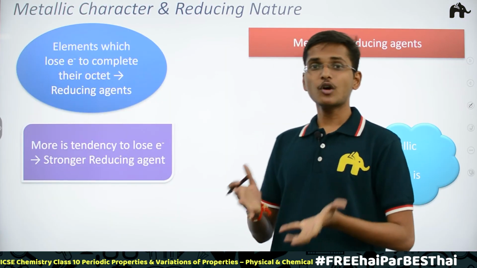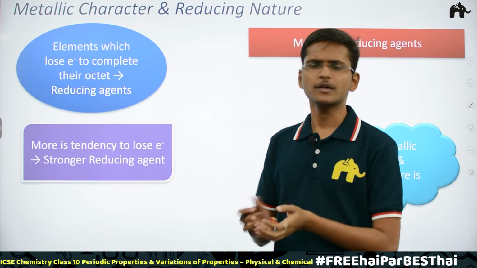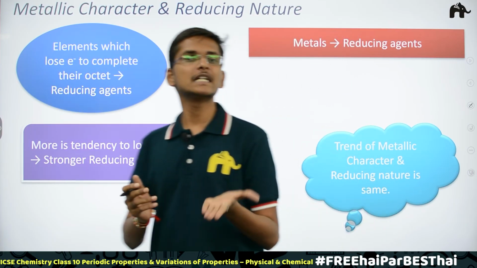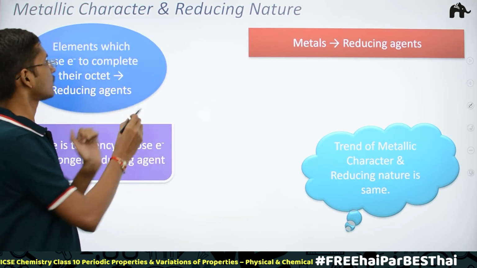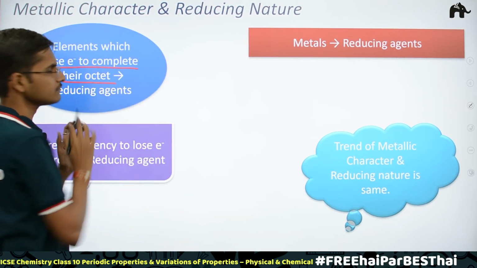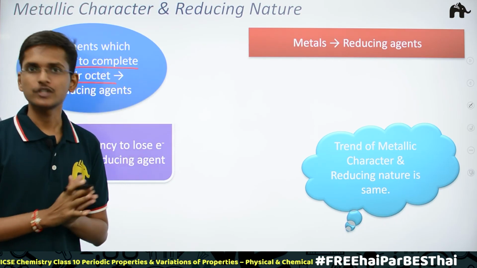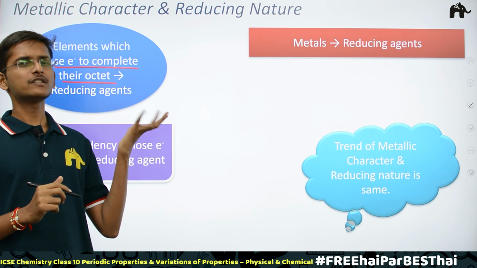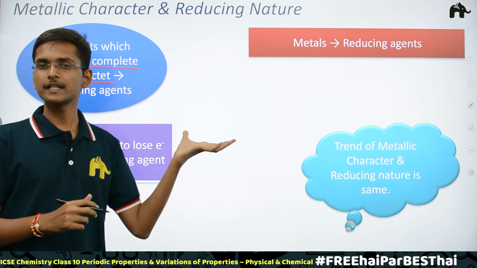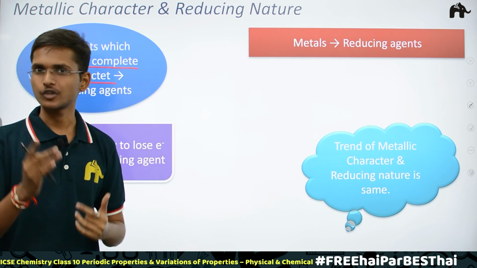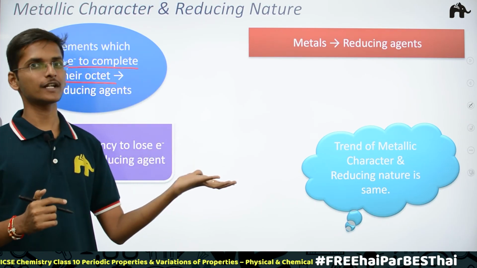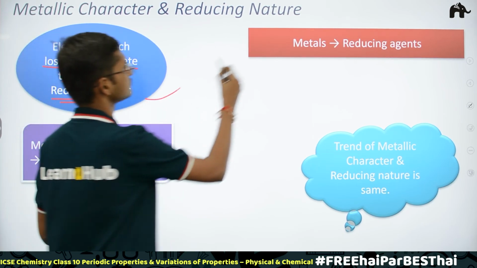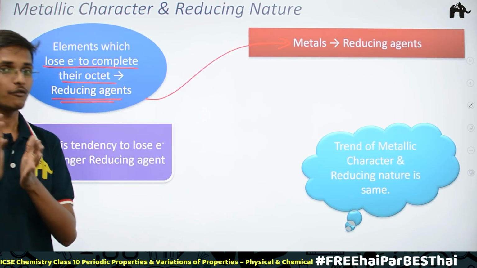Now let's see what reducing agent means. Very simple. Such elements which lose their electron to complete their octet are called reducing agents. We just studied which elements lose their electron to complete their octet or to form cation. You're right, metals have the tendency to lose electron, right? So can we say metals are reducing agents? Yes. Now one more interesting thing.